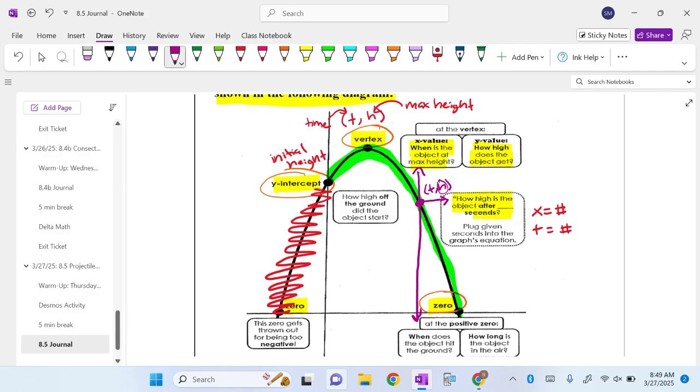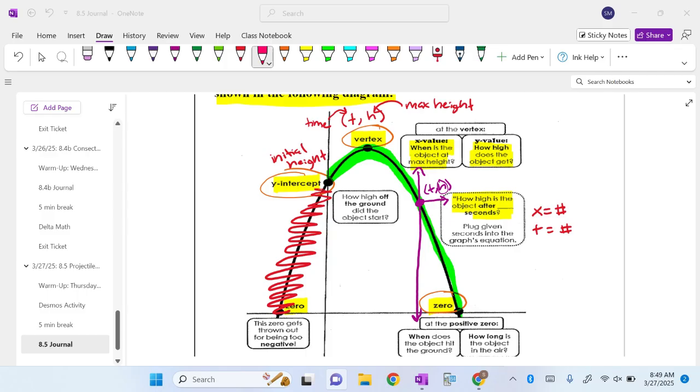On the opposite side, if it asked you how many seconds it would take to reach a certain height, you could just put it in as y equals the number and find that point of intersection. So there are ways that you can use Desmos to manipulate what we're looking for.